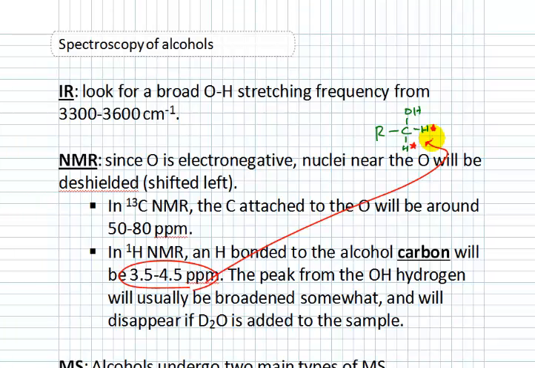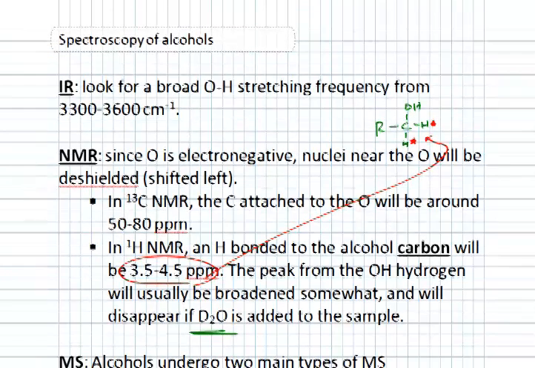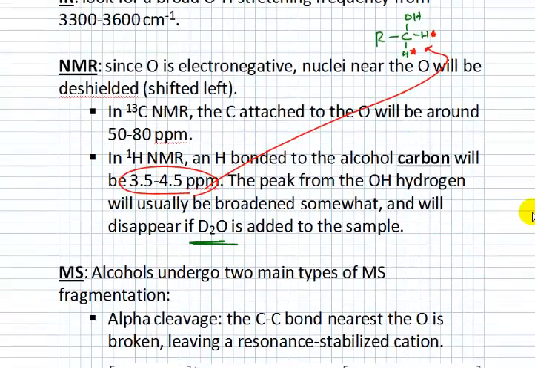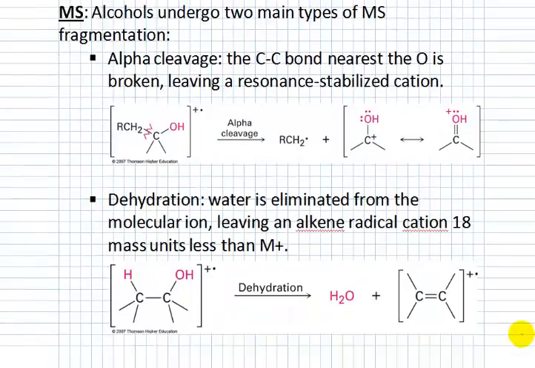Okay? The OH will usually be broadened somewhat. Its chemical shift is not really predictable. It varies from alcohol to alcohol and concentration and things like that. But the key is if I add D2O to a sample, I'll replace this acidic hydrogen with D, and that broadened peak will disappear. So the OD bond is a little stronger than the OH bond. So we can titrate in just a little bit of D2O, look for what peak disappears, and that's the OH peak.